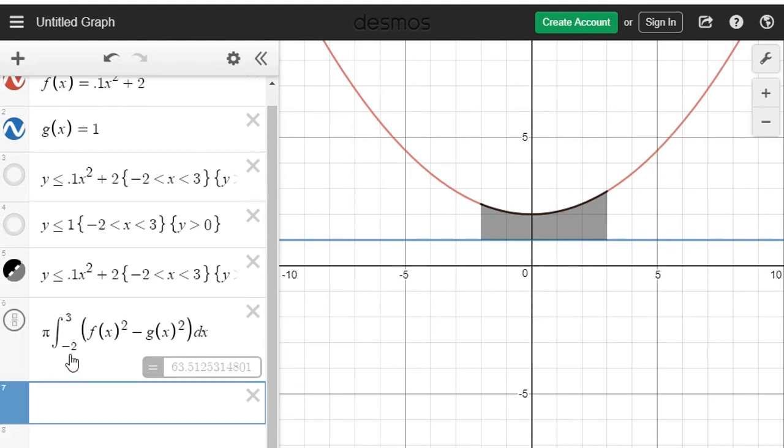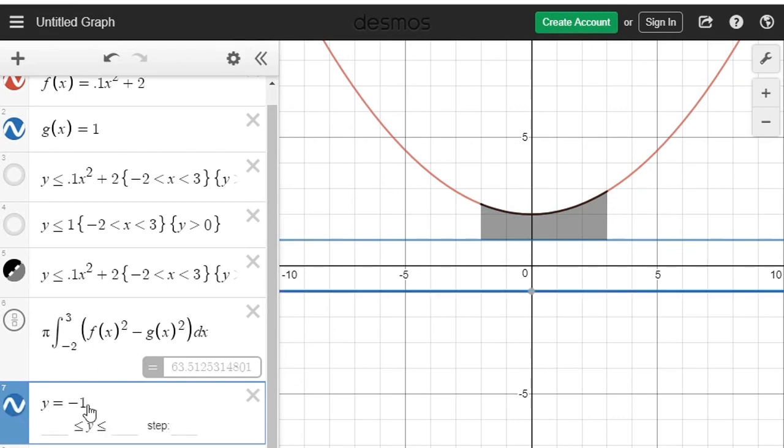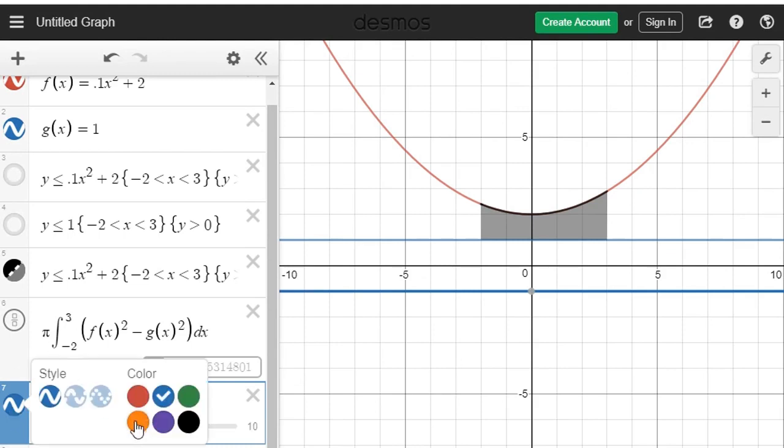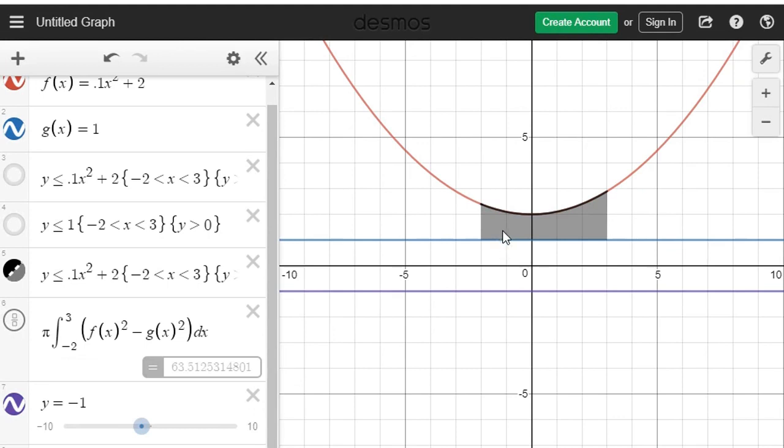Then the second case is what happens if it's going all the way down to -1. If I'm rotating it around the line y equals -1, notice that the hole ends up getting a lot bigger between the blue and the purple. And so that means that even though this area is the same, it's getting swept out over a larger distance. And so my washer should end up with more volume.